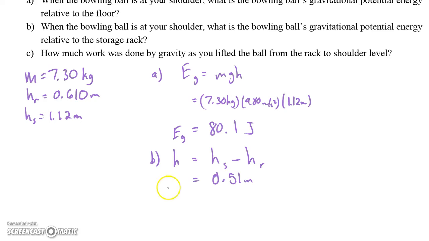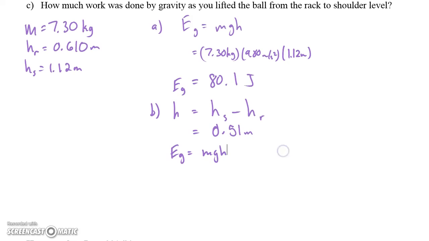0.51. So now we can just go into our EG is mgh, because we have a different reference point, and then we're going to go for 7.30 kilograms times 9.80 meters per second squared times 0.51 meters, because that's how high it is above our reference point, and that's going to give us 36 joules. Now the sig figs are different because 0.51 ends up being 2 sig figs instead of 3, so we end up with 2 sig figs in this one.